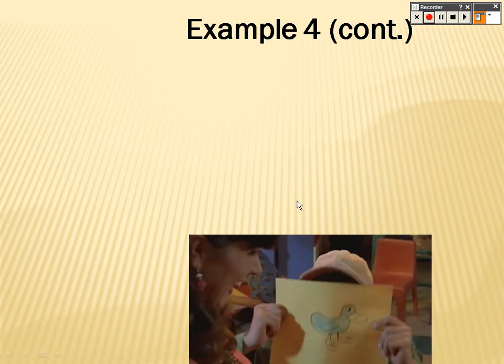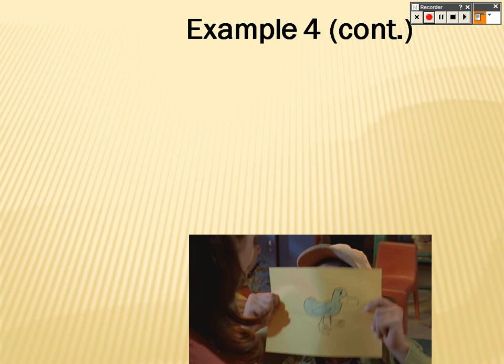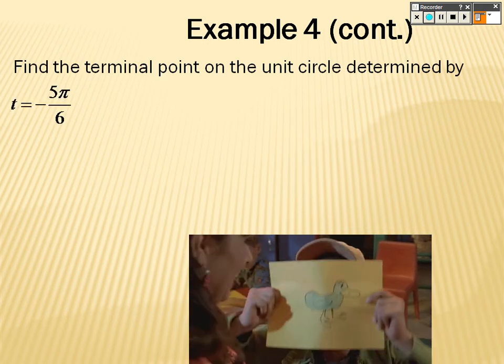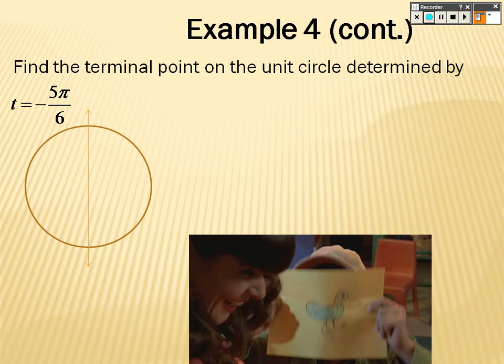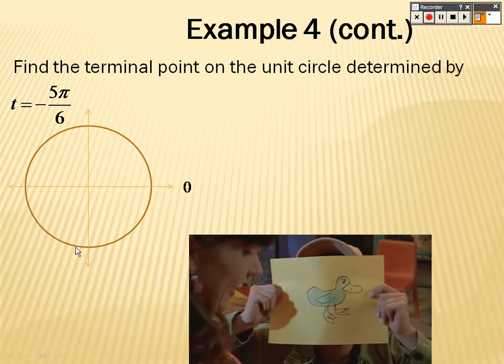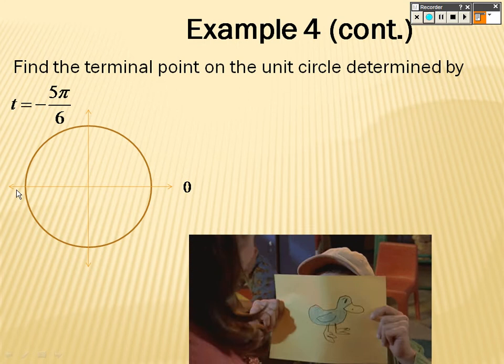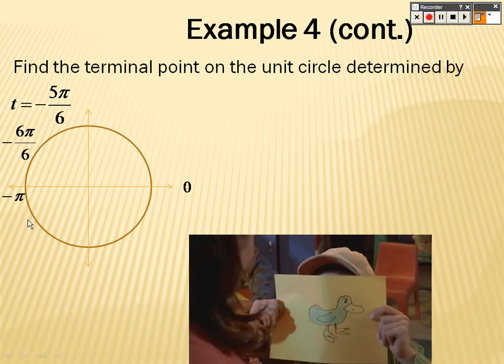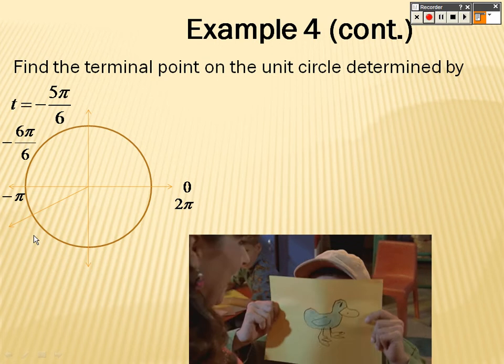Okay, so continuing here in 7.1 with the unit circle, we're on example 4, and it says find the terminal point in the unit circle determined by negative 5 pi over 6. So that means I go in a negative direction, which means I'm going down this way, and this would be negative pi or negative 6 pi over 6, so negative 5 pi over 6 would end somewhere over here.